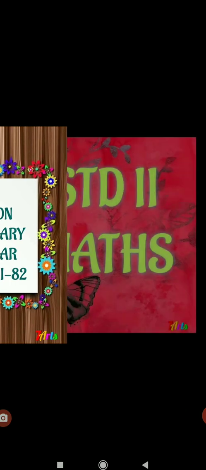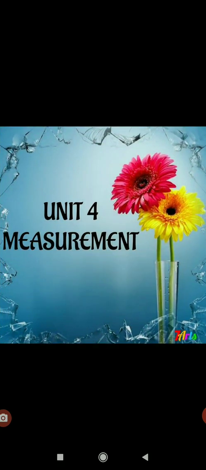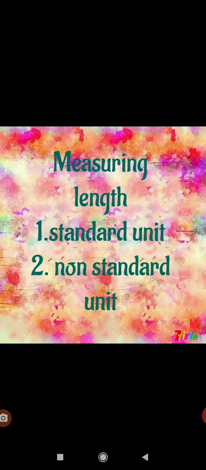Today we are going to see Standard 2 Maths Unit 4 Measurement. See, measurement of length is of two types: standard unit and non-standard unit.